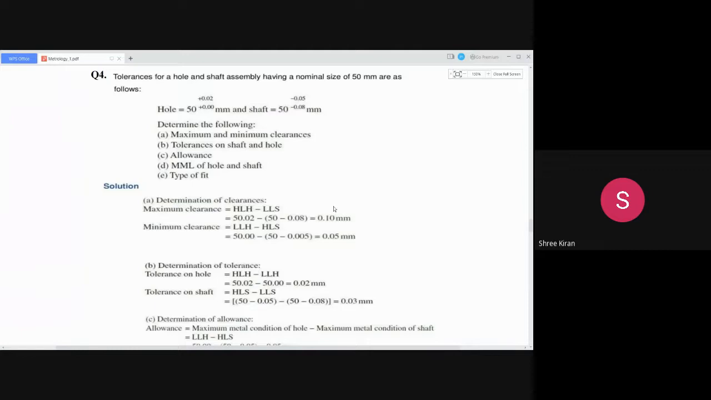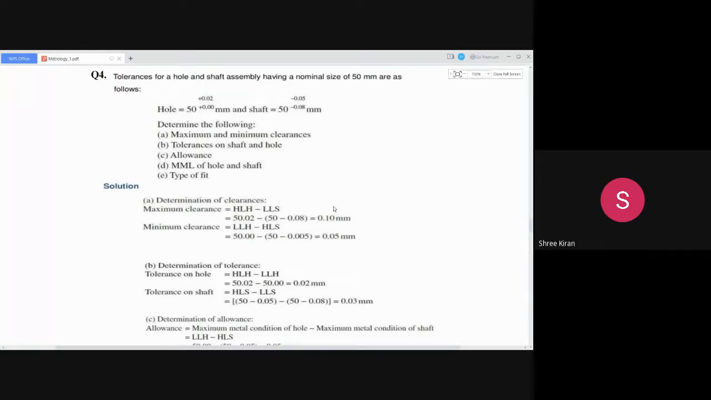So here we have the determination of clearances, where the maximum clearance is the higher limit of the hole minus the lower limit of the shaft. In the first case we are taking the hole, which is 50.02, and the lower limit of the shaft, which is 50 minus 0.08. The maximum clearance is always the higher limit of the hole minus the lower limit of the shaft.